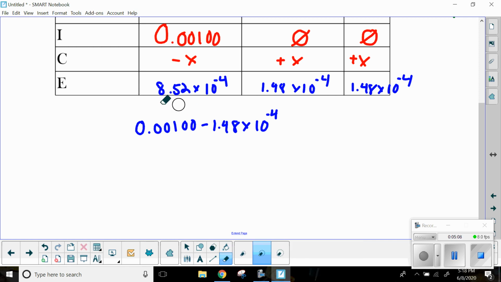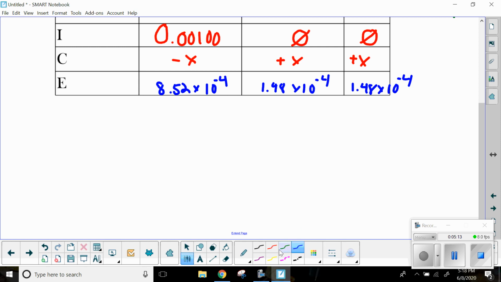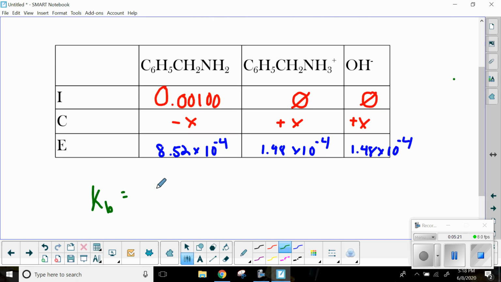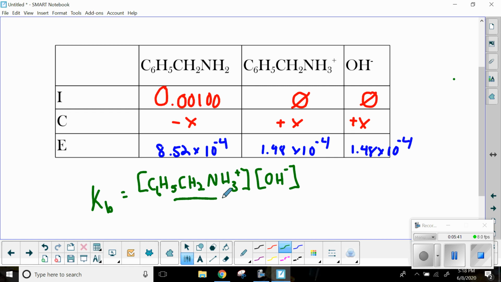So now I'm ready to get my Kb value. Again, my Kb expression looks a lot like the Ka expression. Products over reactants. So here's my conjugate acid, C6H5CH2NH3, and then there's my base, and then my original acid.